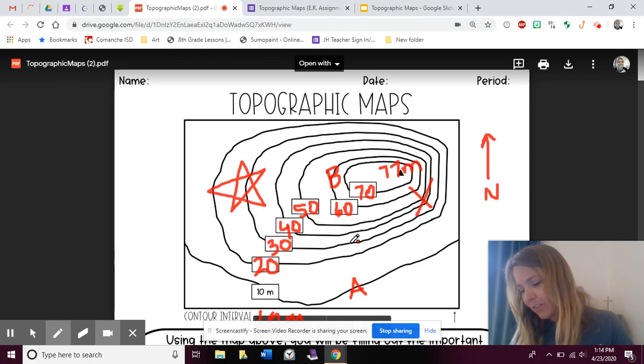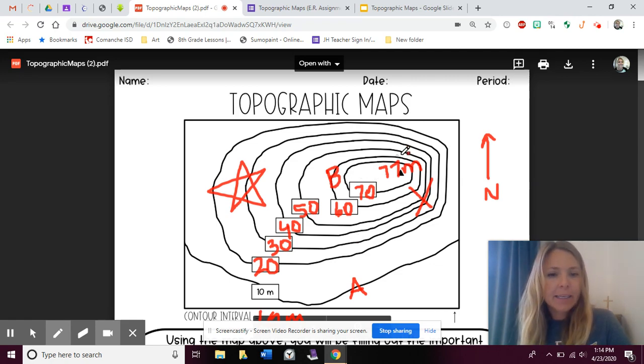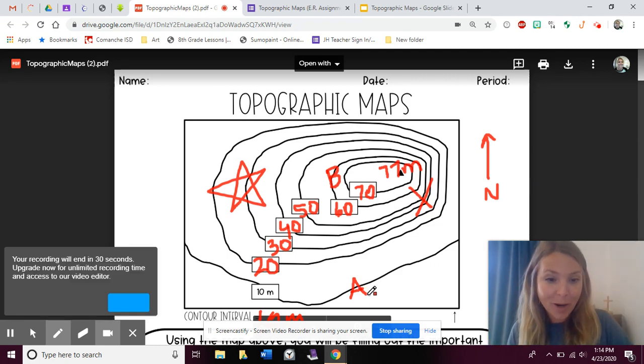Okay, number 10, we're at the last question now. Find the difference in elevation between point A and the highest labeled point on the map. The highest labeled point on the map is 77 meters, and point A is at 10 meters. And so the question's asking, what is the difference in elevation between the bottom of the mountain and the top? So you just take your 77 meters minus your 10 meters, and you end up with 67 meters.